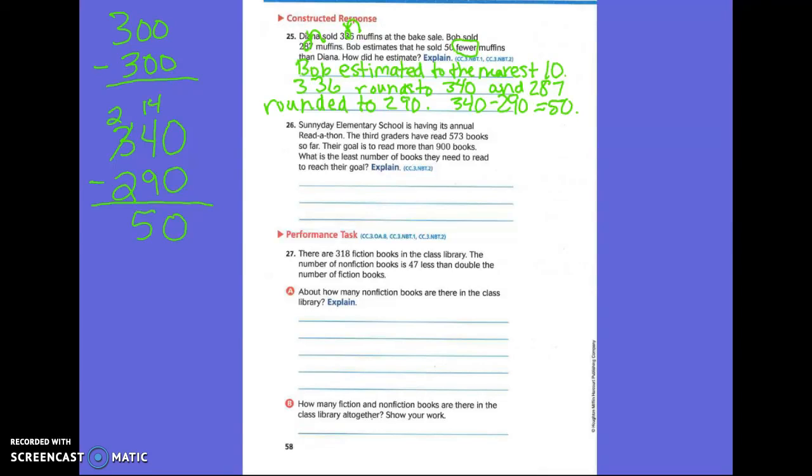Okay, subtract 900 minus 5. Actually, they want more than 900, right? So what's the least number that they can get that is more than 900? No, that's not 900. It has to be the least number. They want over 900, but what's the least number to be over 900? 901. Because they want to read more than 900, we're going to go 901, like Cooper said, but minus what?